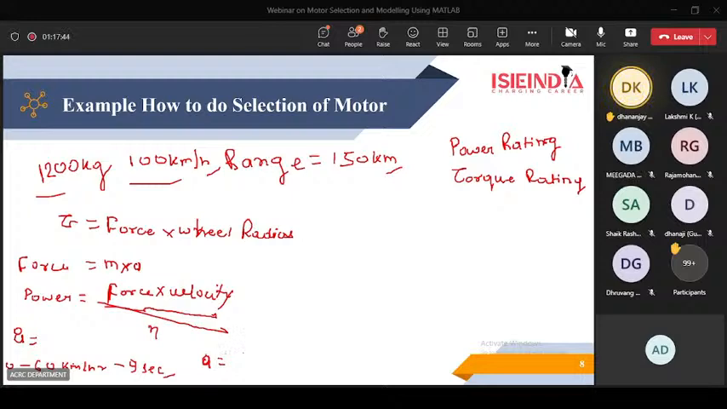So if we start calculating, can anyone from the audience tell me what the acceleration will be here? Velocity final minus velocity initial, divided by 9 seconds. V final is 60 km per hour, so kindly convert it into meters per second, and V initial will be 0.